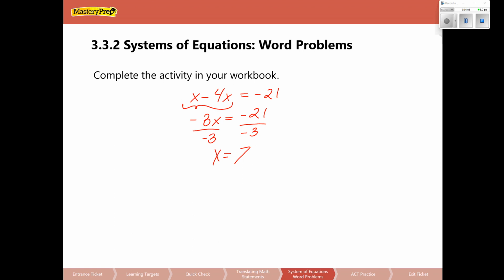Questions on this here? Yeah, so the translated equation would be x minus 4x equals negative 21. Okay. And then when we solve it, we get that x is 7. Let's look at the next one.